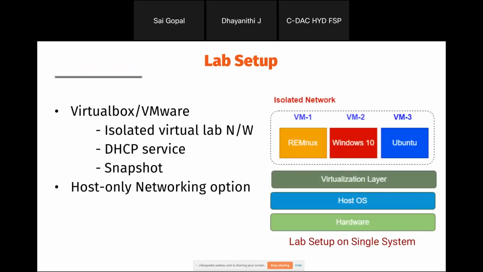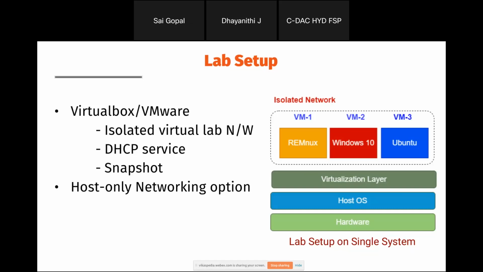Before you do any analysis, we generally need a lab to carry out the static as well as the dynamic analysis. This is a lab setup on a single system. You have the hardware. On top of the hardware we have a host operating system, which can be Linux or Windows. On top of the host operating system we have a virtualization layer. We can install either VirtualBox or VMware, which act as the virtualization layer. On top of that we have the virtual machines.